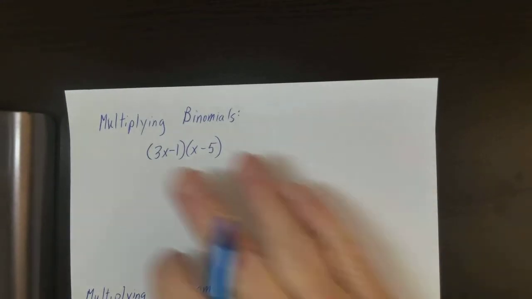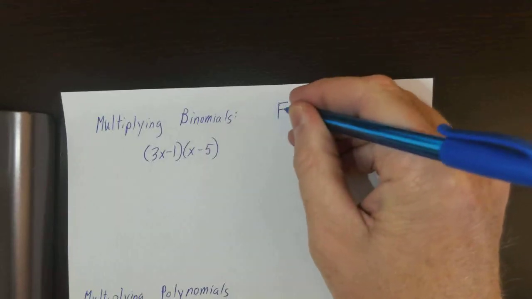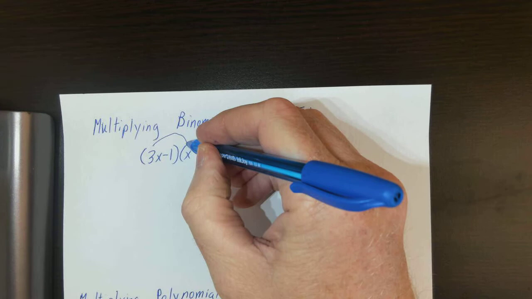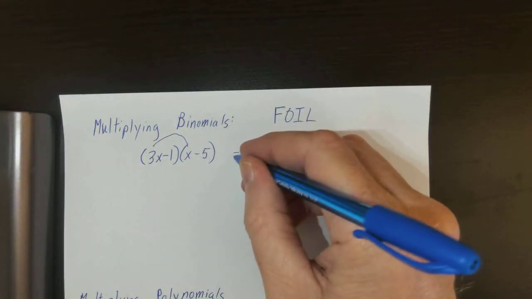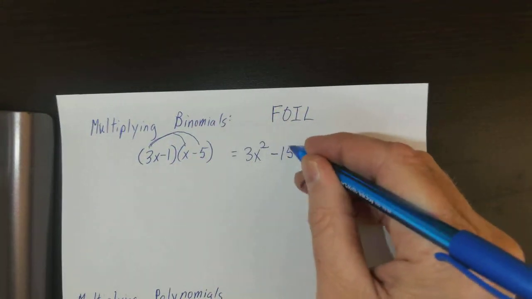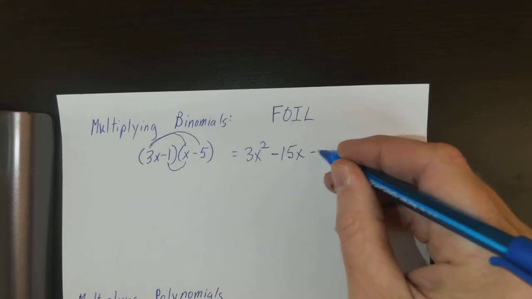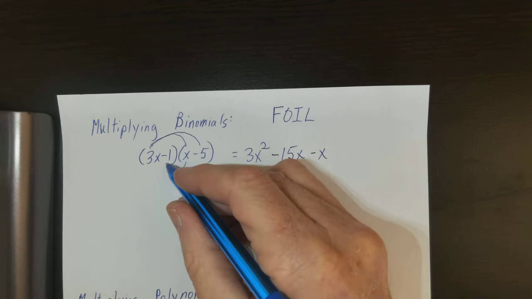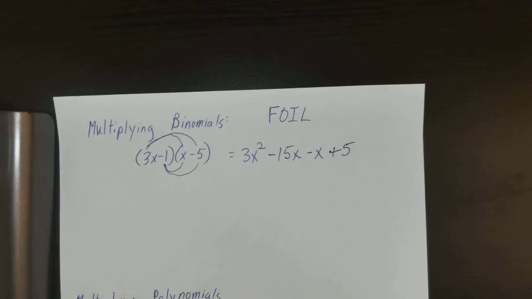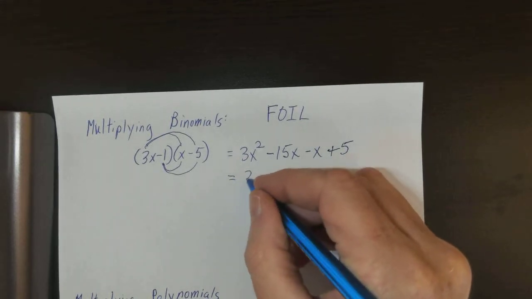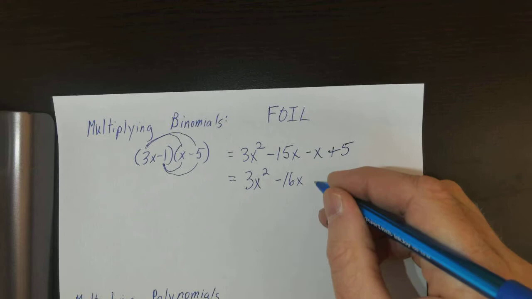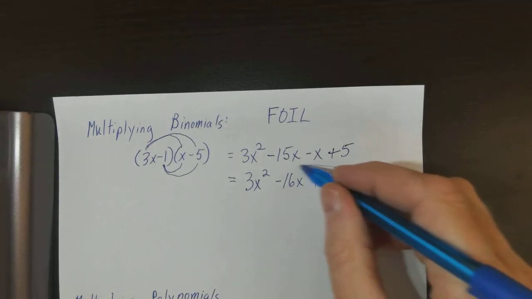Multiplying. Now this first one, I multiply binomials, and we've actually been using it with the radical work we were doing. First is 3x squared. Outside is 3x times negative 5, which is negative 15x. Inside is negative 1 times x, which is negative 1x. And last, negative 1 times negative 5 is positive 5. I didn't write that 1 there, if you noticed. And then the middle terms are like terms. So 3x squared minus 15x minus 1x is minus 16x when you combine those two terms, plus 5.